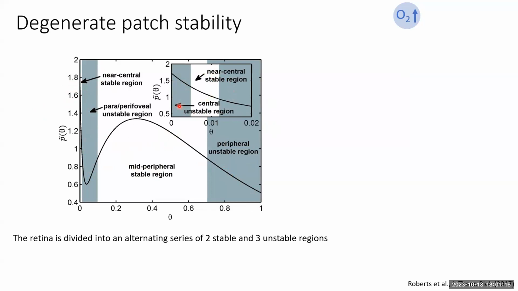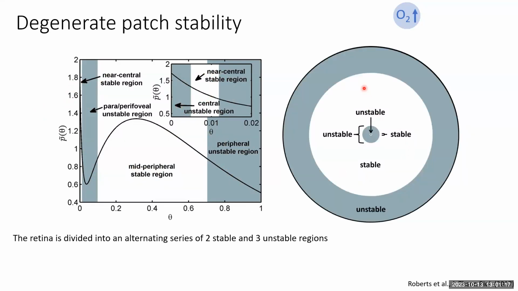Or to look at it a bit more like an ophthalmologist might see it. If we look at the retina en face, as if you're looking through a fundoscope, then you have this sort of bullseye pattern of alternating stable and unstable regions. Now, the results I've shown you here are actually for the model in what's called its steady state, so where things are not changing in time.